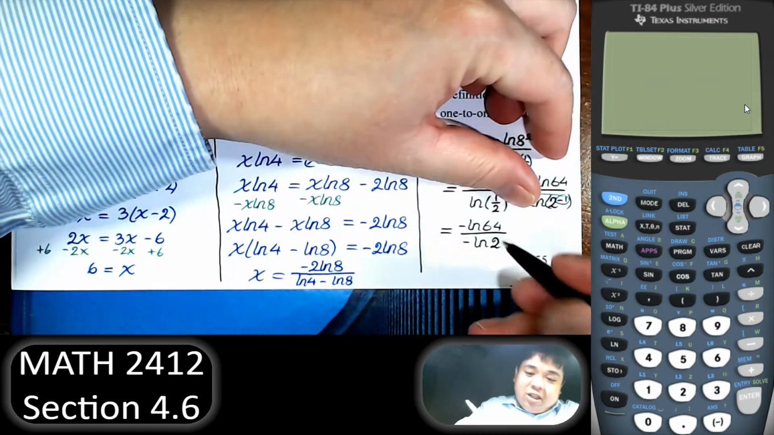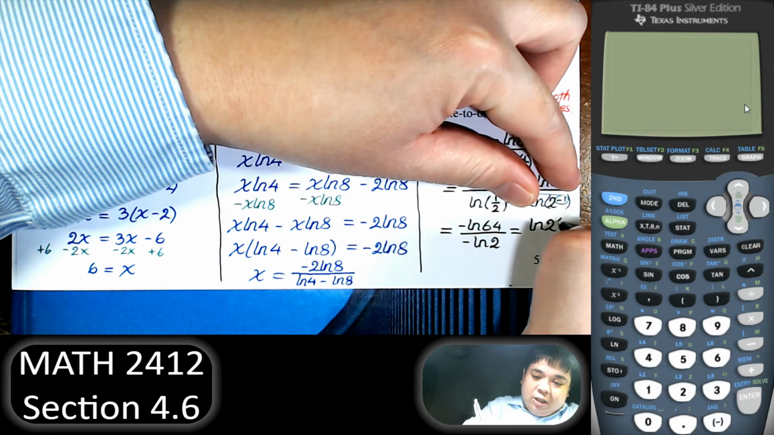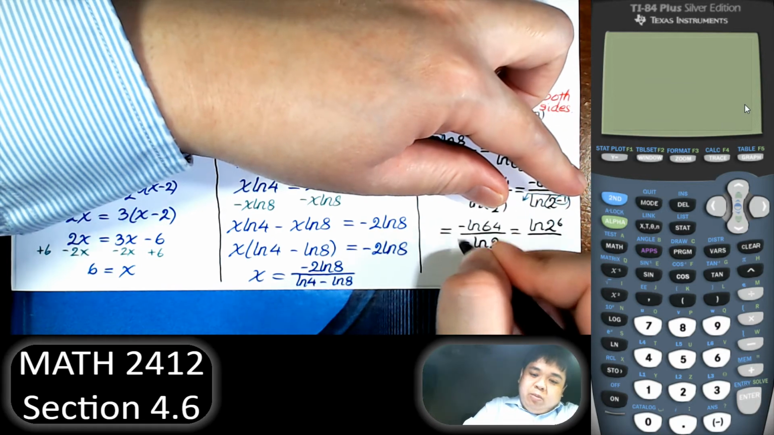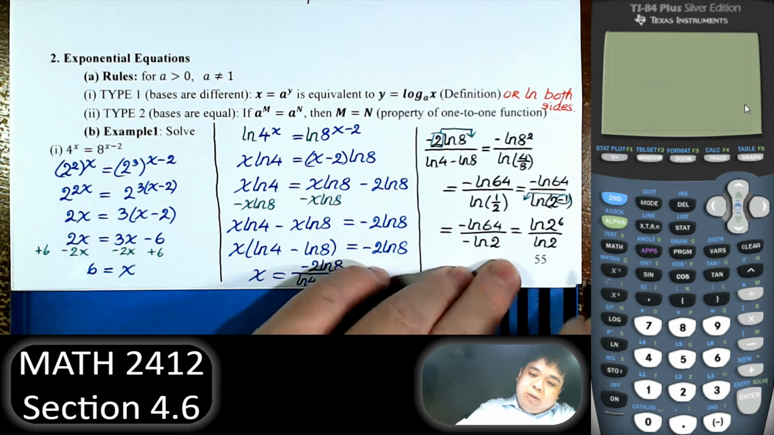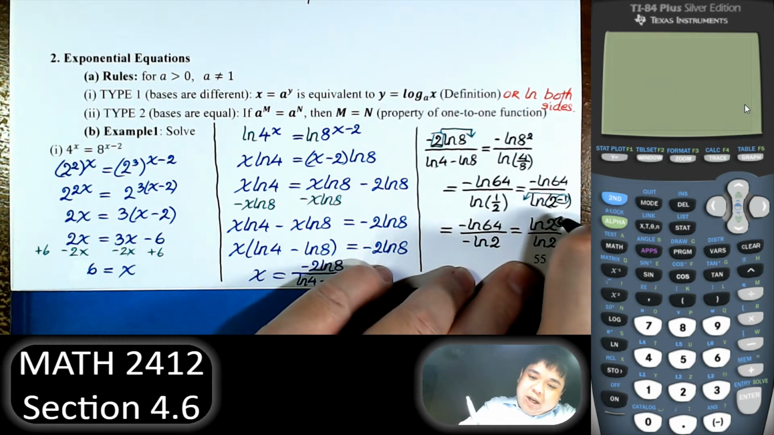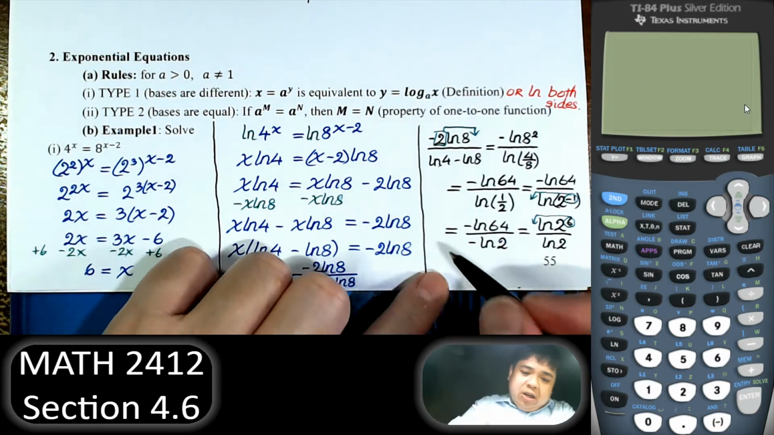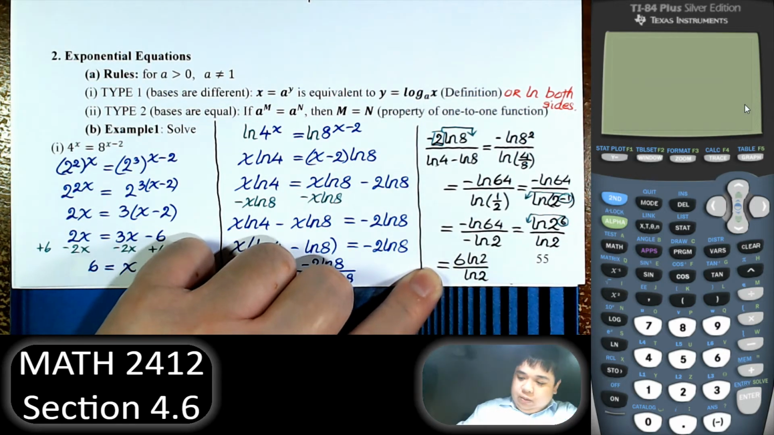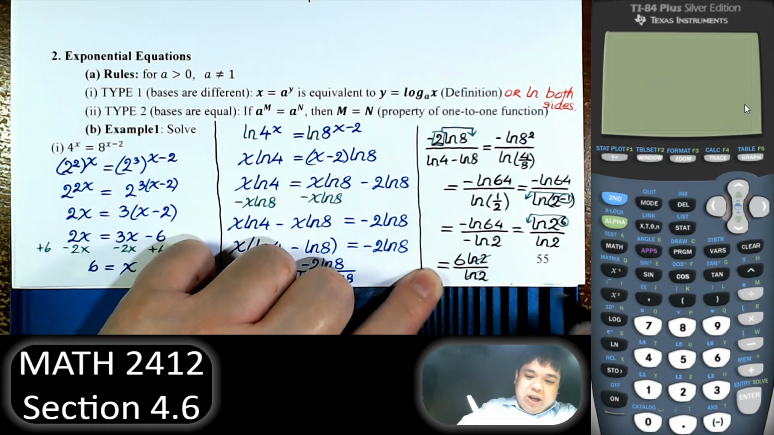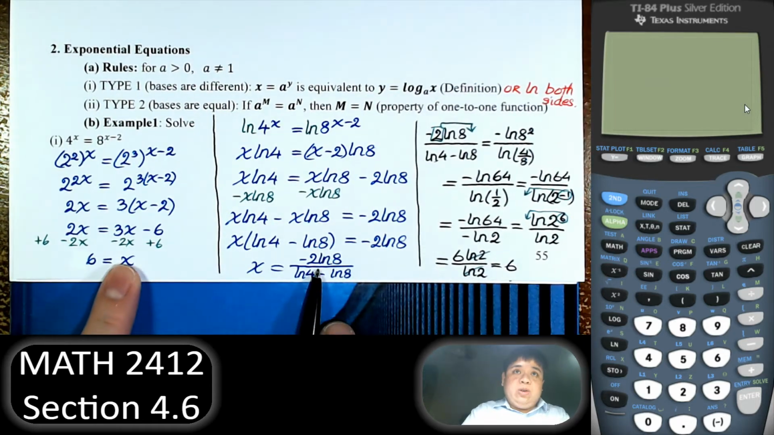We have ln of 64, which is ln of 2 to the 6. The negative cancels out, and then ln of 2. And then we'll take the 6 outside. There's a lot of ways to do this, but what we have here is 6 ln of 2 over ln of 2. Cancel out, and it is equal to 6. So indeed, those two are equal.